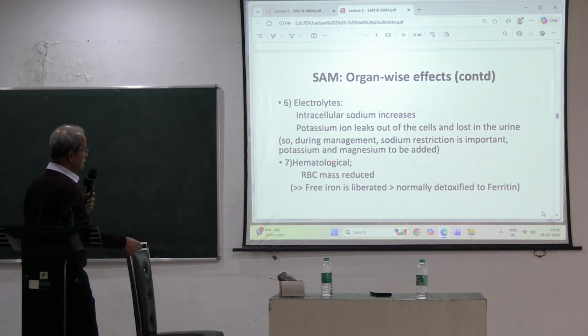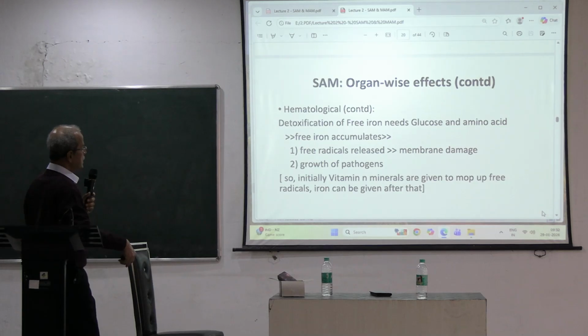As far as blood is concerned, the RBC mass is reduced, and as the RBC mass is reduced, free iron is liberated. Excess iron is always toxic to the body. In a normal child, this is detoxified to ferritin. But what happens in malnutrition? The free iron accumulates, because the conversion of free iron into ferritin needs glucose and amino acids, and that is lacking.